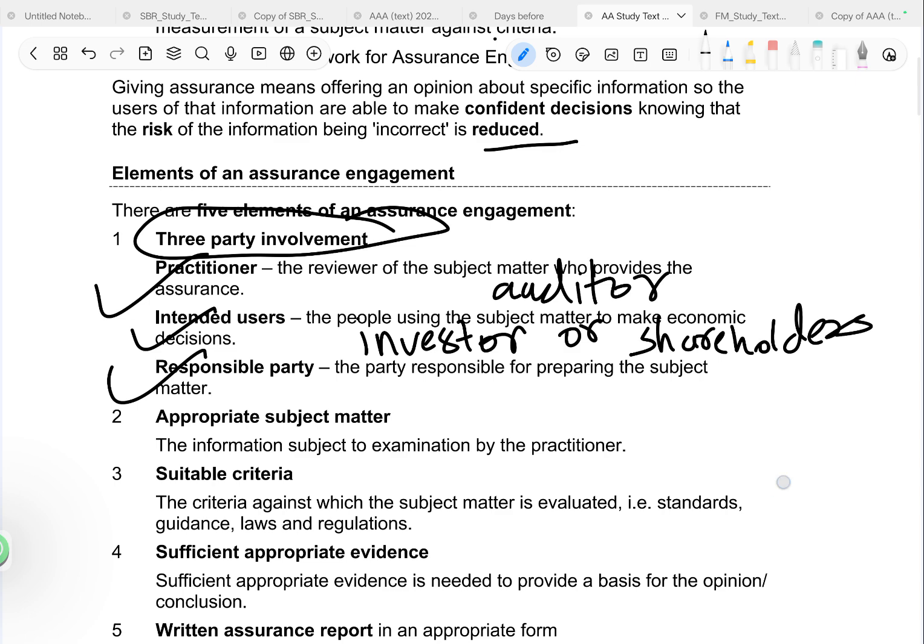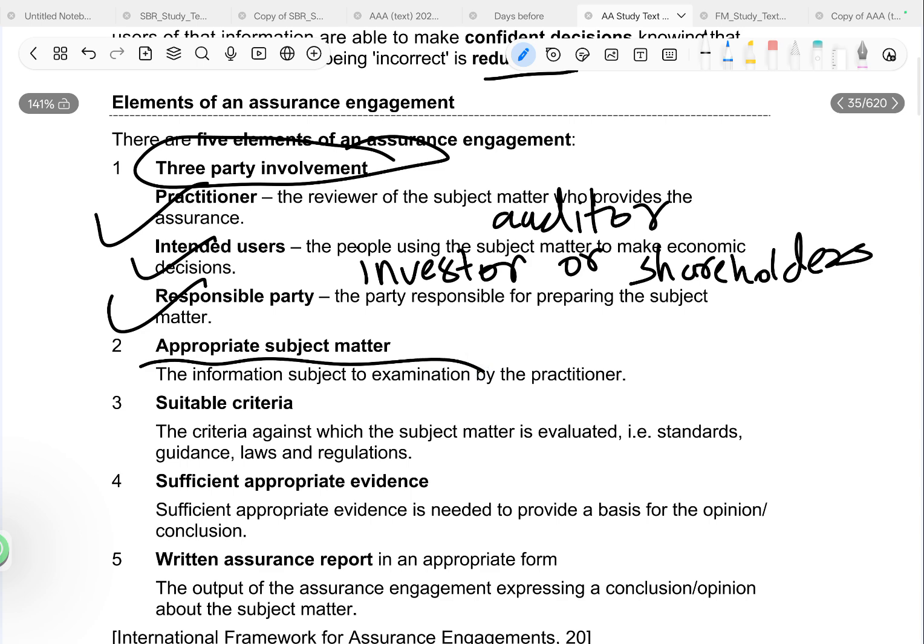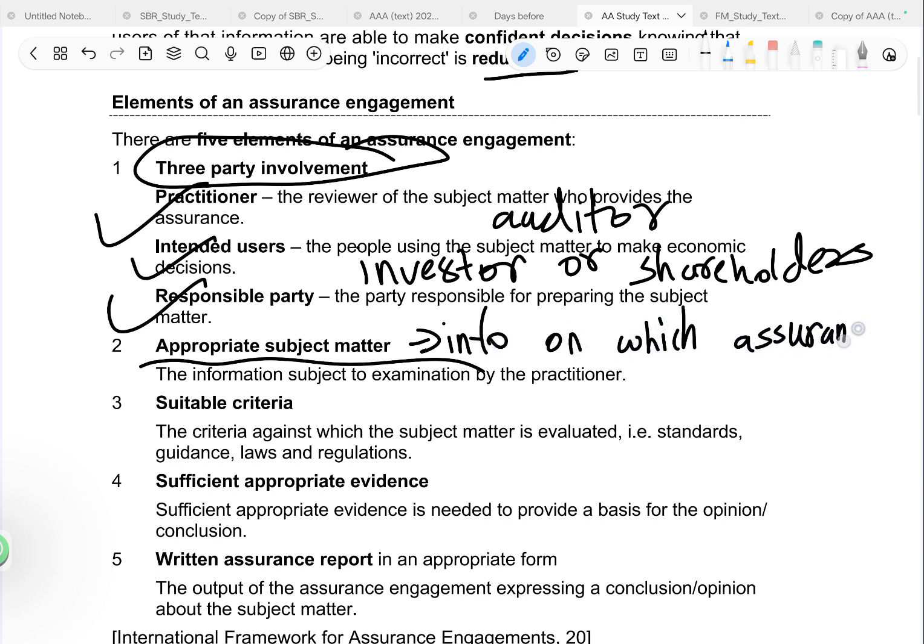Now, the second element is appropriate subject matter. This simply means the information that the practitioner is examining, for example, it could be financial statements, sustainability reports, internal controls, or compliance reports. Basically, it is the information on which assurance is being provided.